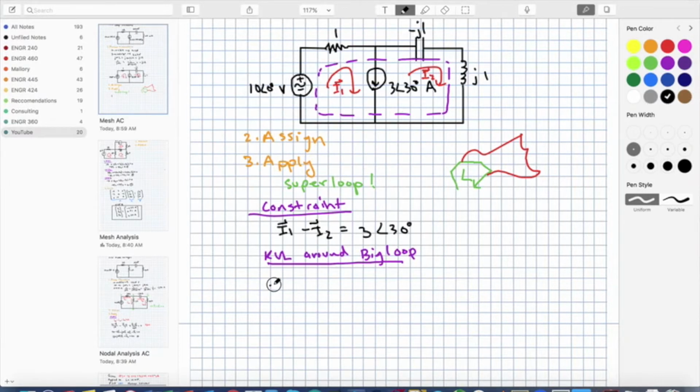Starting at the lower left hand corner, I get negative 10. Going to the resistor, I get 1 I1 as the voltage across it. At the capacitor, I get negative j1 I2. And at the inductor, I get j1 I2. That completes going around this loop, and so all of these voltages are equal to 0. What I should notice is that negative j1 I2 and plus j1 I2 cancel out, and so I'm left with the equation I1 is equal to 10 angle 0 degrees.